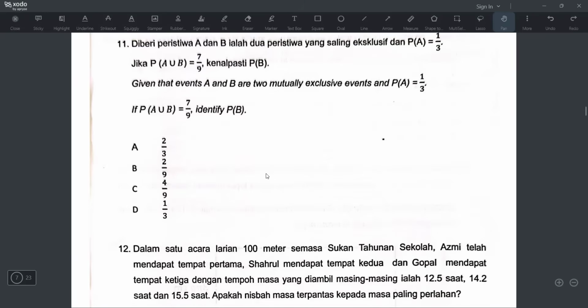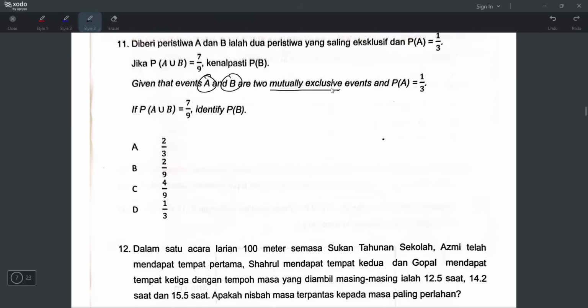Okay, let's do number 11. Given that events A and B are two mutually exclusive events. Oh, this word I see it in the SPM Sebenar also. Yeah, the SPM 2024 Sebenar video. Okay, what is mutually exclusive?